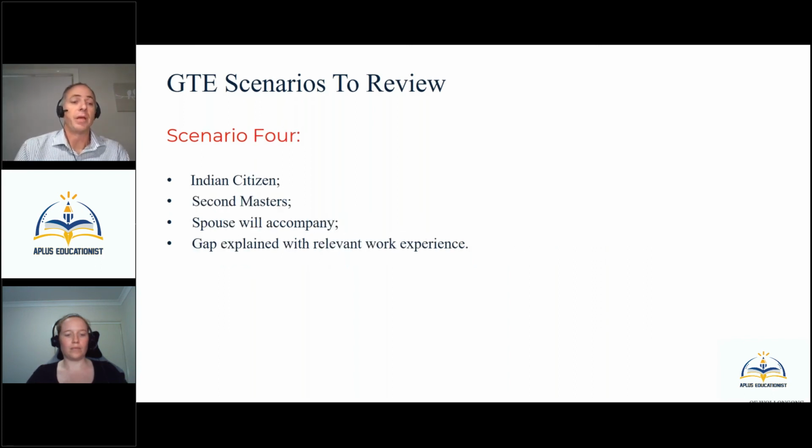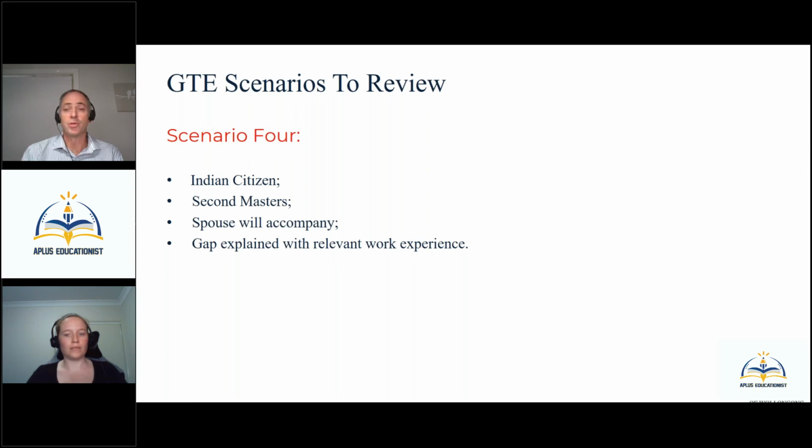And the fourth scenario here is for an Indian citizen doing their second master's. Spouse will accompany them to Australia, and then they did have a gap that was explained with relevant work experience. So there was one flag here that we can look at a bit more closely, which is when a student is looking to do a second master's.